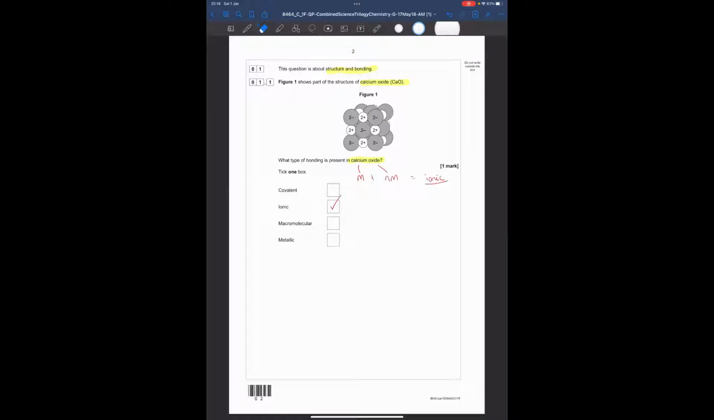For covalent, that is what you would get if you had two non-metals. Ionic, as we've said, is a metal and a non-metal, and metallic is when it is just a pure metal. Macromolecular means a large amount of molecules all together, so it's not that.